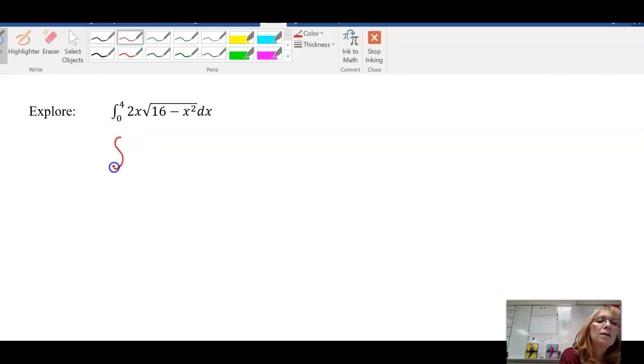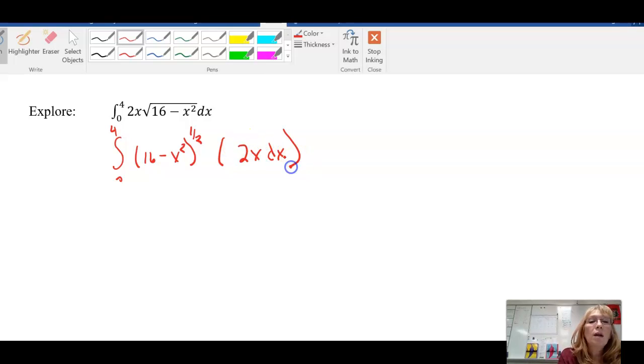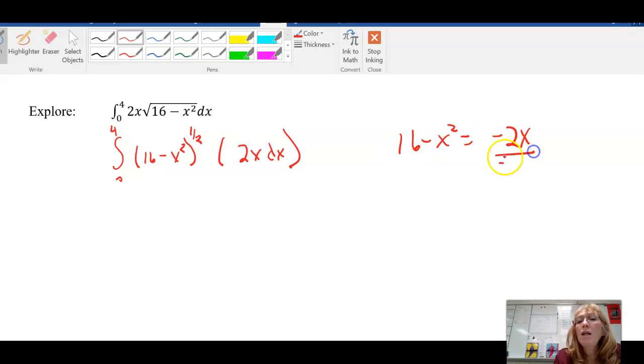All right, pause and try yours. Step 1, rewrite. So we're going to put 0 to 4. We're going to put 16 minus x squared to the 1/2 power. We're going to put this together. So I've got 2x dx currently. So now the derivative of 16 minus x squared is negative 2x. So I need a negative 2x, which means I got to multiply by a negative here in order to match dx. And I need a negative 1 here, so I keep my balance.